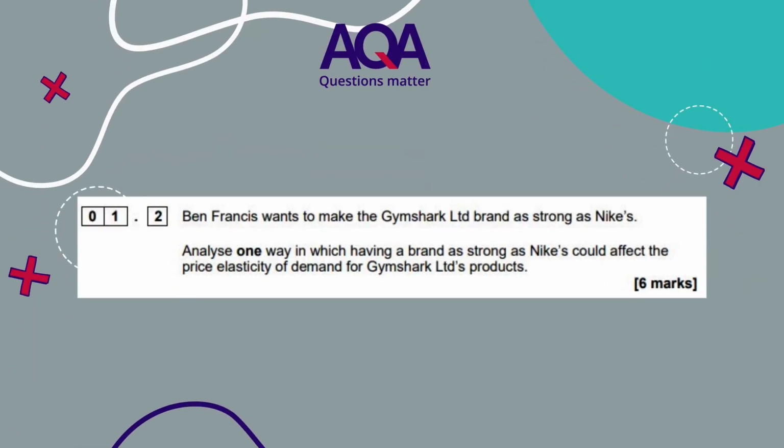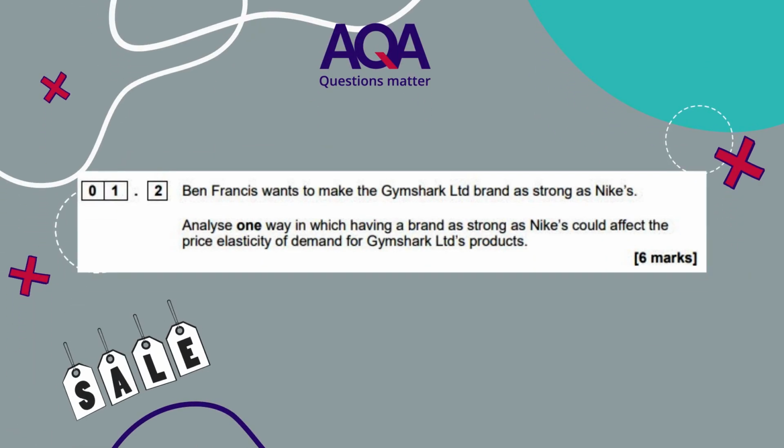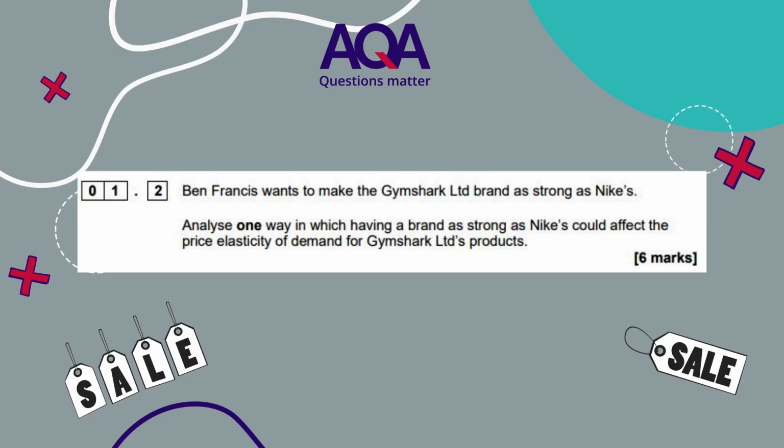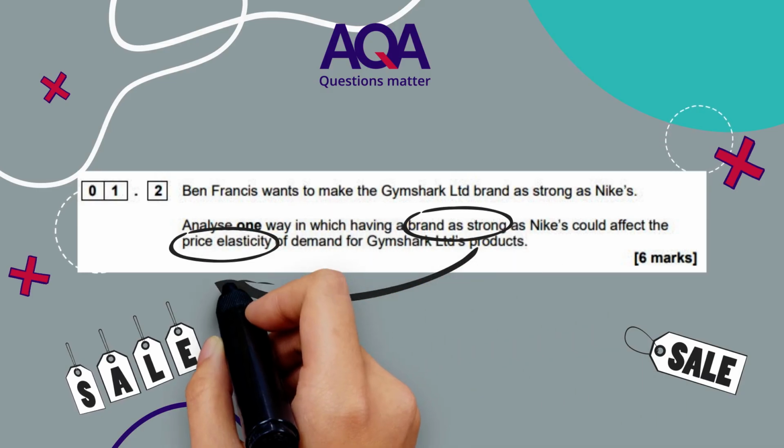Another example is when analyzing how having a strong brand could affect price elasticity for Gymshark's products. There is another clear start or cause, strong branding, and the analysis of the question needs to make clear that this cause leads to the endpoint or effect, inelastic PED.